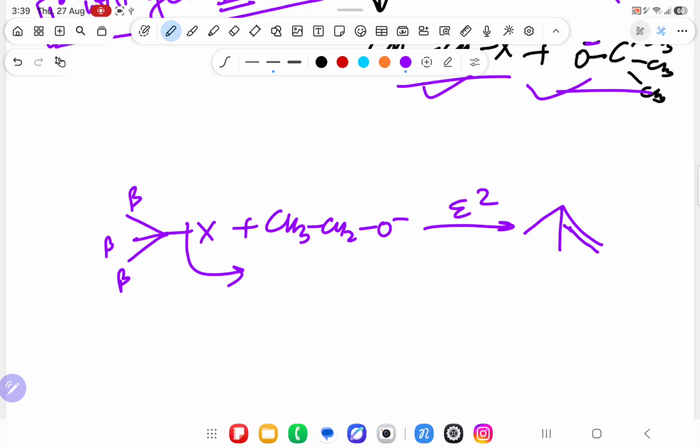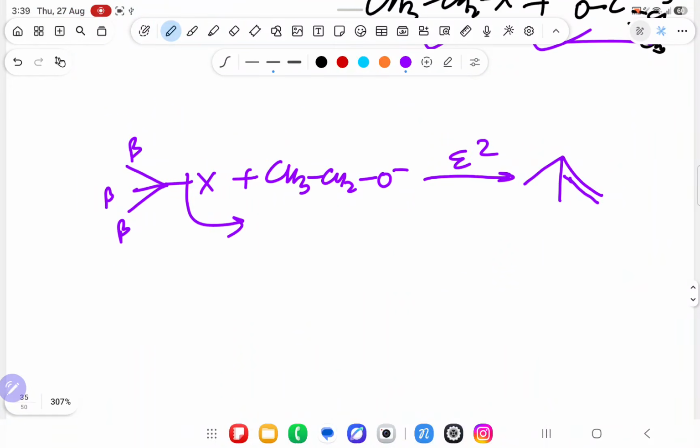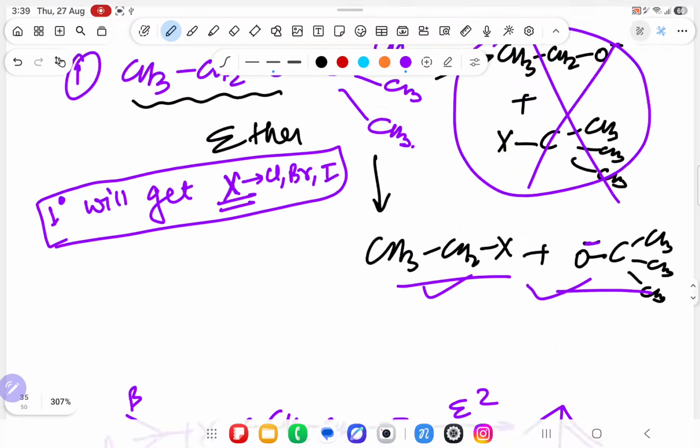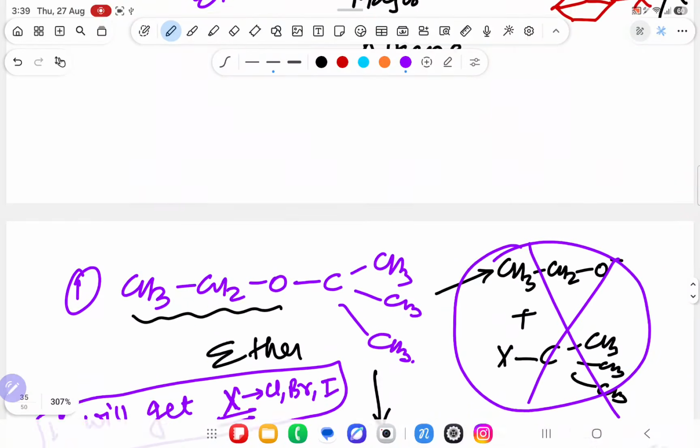But already I have told you that ether is formed. Because once it becomes 3 degree, it will follow E2, and E2 will form the major product as alkene. I just now wrote a flow chart, so this you have to take care.